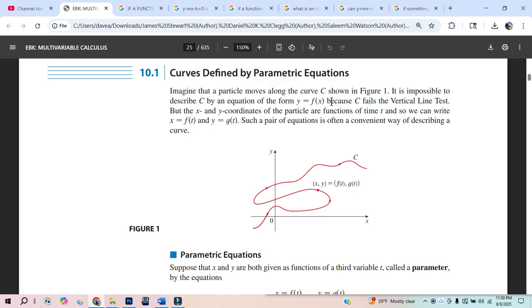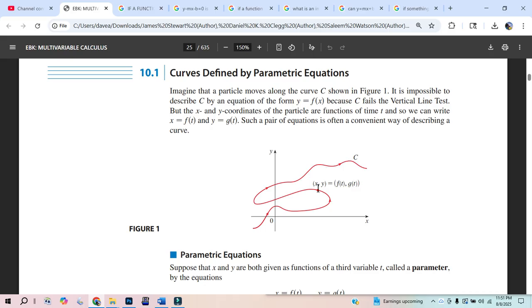Okay, so because C fails, this path of C cannot have this form, because C fails the vertical line test, which is one of those tests that we probably all knew from high school, but just vaguely know. Anyway, the x and y coordinates of the particle are a function of time. This is fascinating to me, because like we said, if this is a function of x, any part of this expression, everything else has to be a constant.